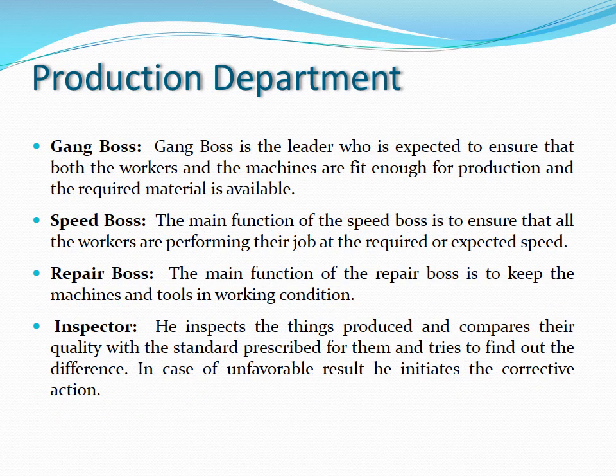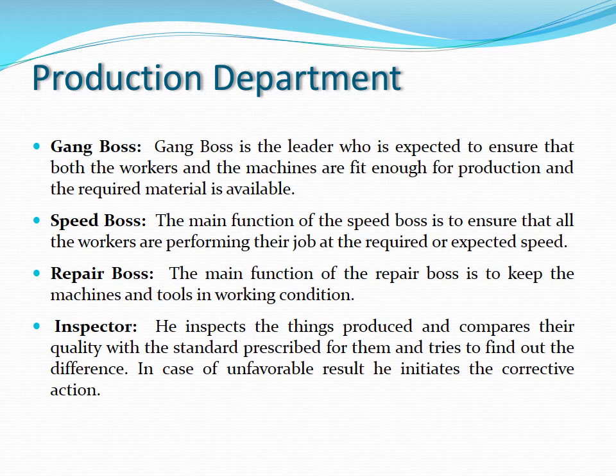Production department. The various supervisors in the production department are gang boss, speed boss, repair boss, and inspector. First of all, we're going to discuss the gang boss. So gang boss is the leader whose main job is to ensure that all the workers and the machines are fit enough for production, and all the workers understand the instructions, and there is proper coordination and cooperation between all other supervisors in both planning department and the production department. He ensures that workers are doing their job and they are understanding and performing according to the standards.